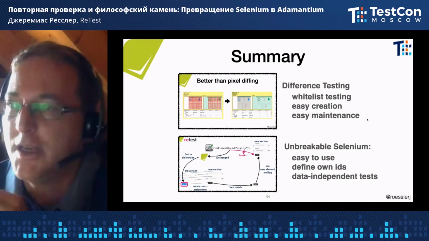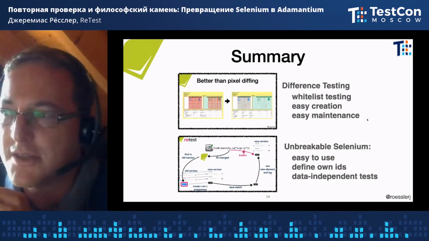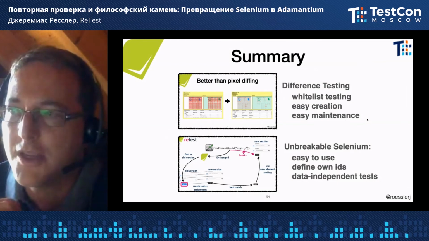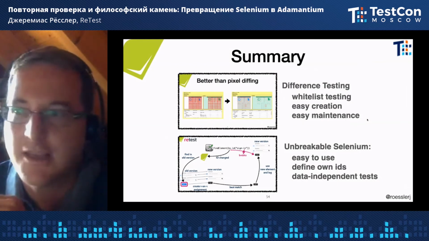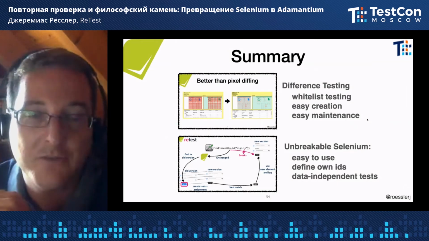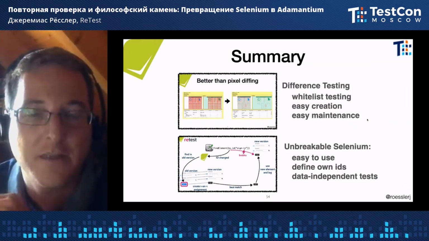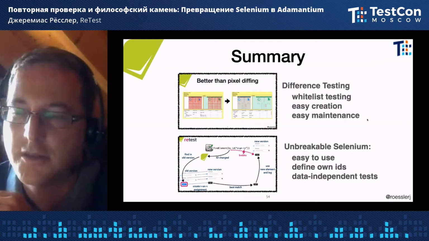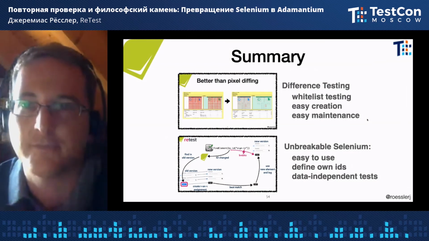So in summary, you have open source difference testing with whitelist creation, easy creation and maintenance of test cases, and Unbreakable Selenium, which is easy to use, allows you even to define your own IDs independent of the website, and gives you the ability to create data-independent tests.